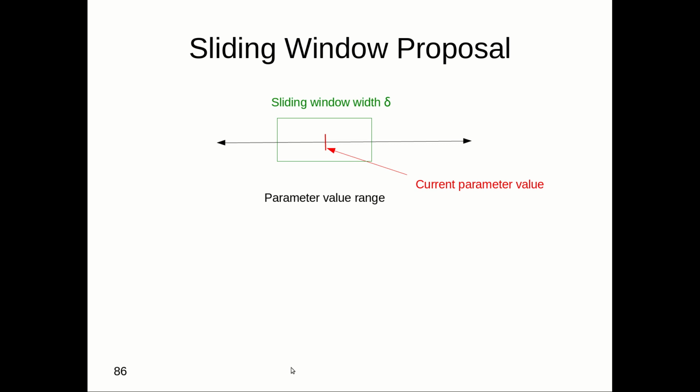Okay, but let's look now at some proposals. The first one, the simplest one that can be used for many parameters, not only for the branch lengths, is a so-called sliding window proposal.